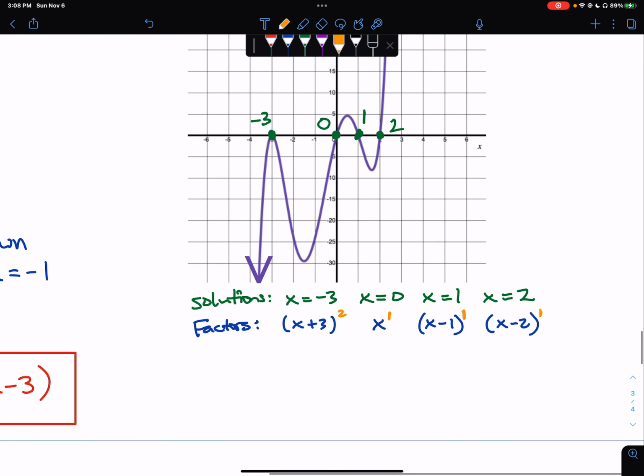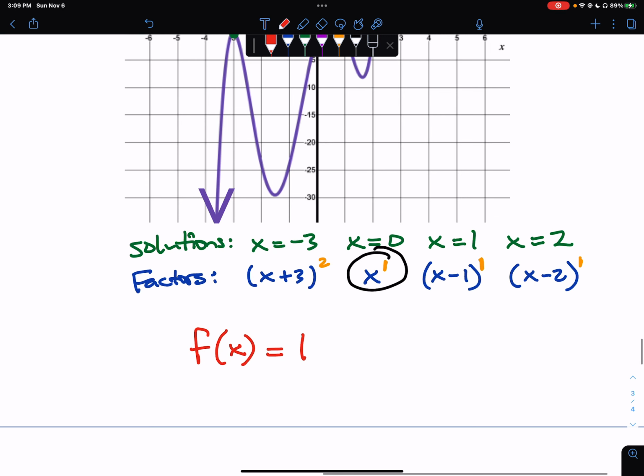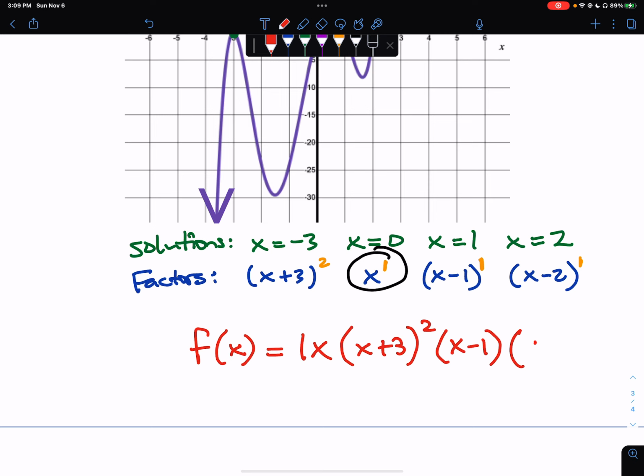And so the only difference with this one that we're going to encounter is the fact that there's just a plain x here. So when we write our function, we typically want that to come first. So we're going to say f of x equals our a, so 1. If we go back to the top, we said a was 1. Then we're going to put the x that's by itself, and then we can just go in order from there, right? Follow the factors that we wrote out. x plus 3 squared, x minus 1, x minus 2.